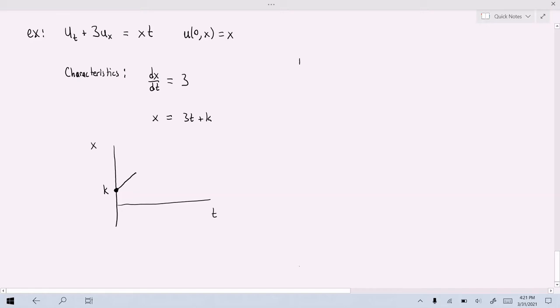So all of these lines with a slope of 3, these are the characteristics of this PDE. Now we use the fact that the solution u evaluated along any characteristic should be equal to the integral of the right-hand side of the PDE, also evaluated along the characteristic. So let's see how that works for this problem. So x as a function of t is 3t plus k.